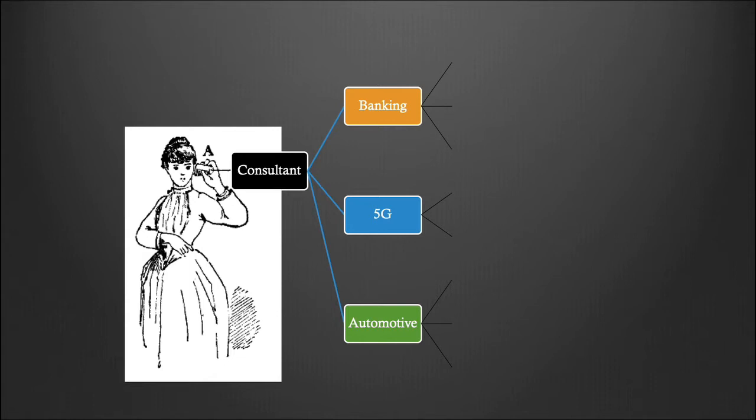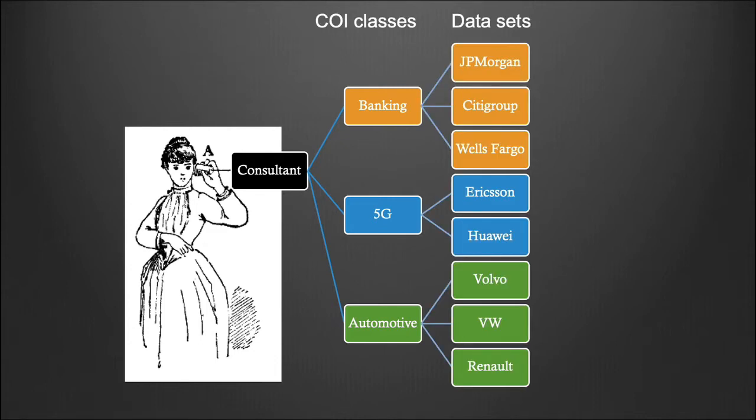So imagine a consultant who can work in a number of different domains, for example, banking or telecom or automotive. Within each of these domains, however, they can't work for multiple clients. That's because they may learn information from one which will cause a conflict of interest with another. So, for example, if we have these conflict of interest classes of banking and so on, and we have a number of possible clients in each of those groups, then a consultant may only work for one of them. So this is the ethical wall policy.